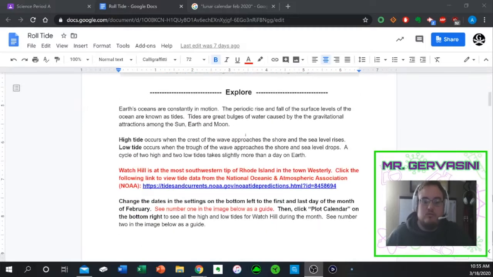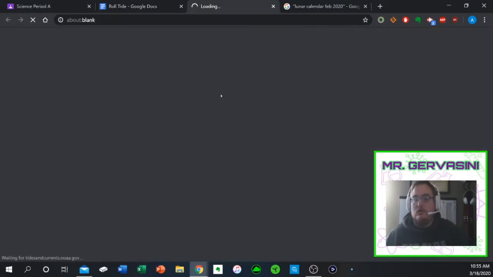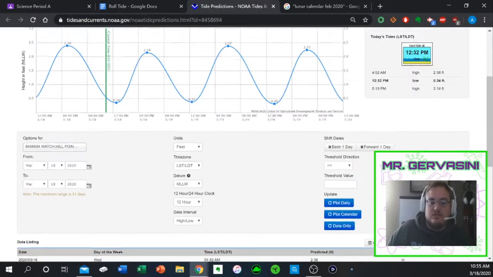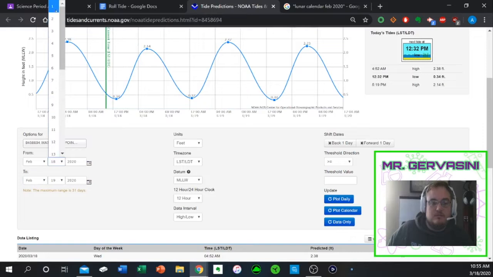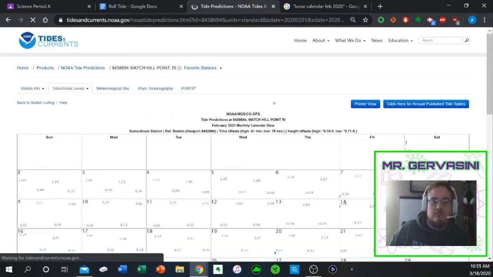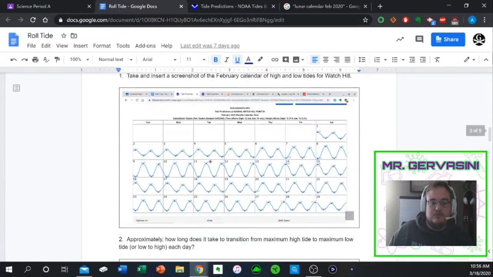So in Roll Tide, we've done the Explore section. You have gone to NOAA's website and you looked up tidal data for Watch Hill, Rhode Island. This is just for today. You need to change this to February 1st and 29th. Set the dates, plot calendar right here, and then you'll have a whole month's worth of tidal data from the previous month. Okay? You screenshotted this and then you placed it in your answer for number 1.